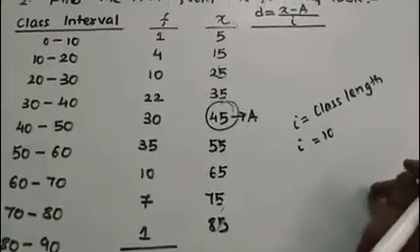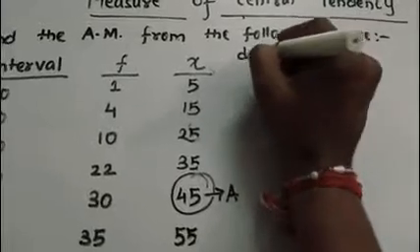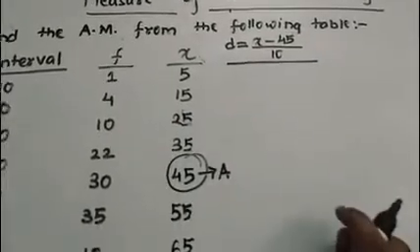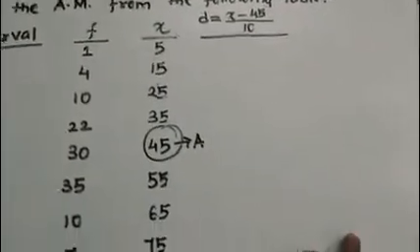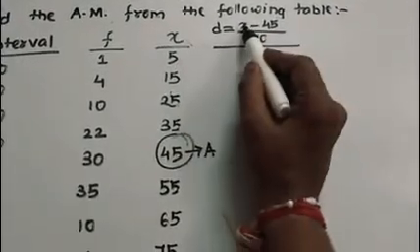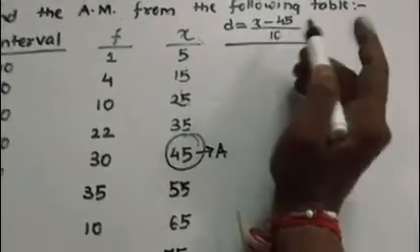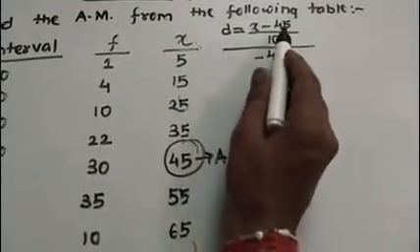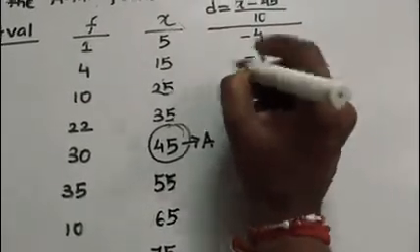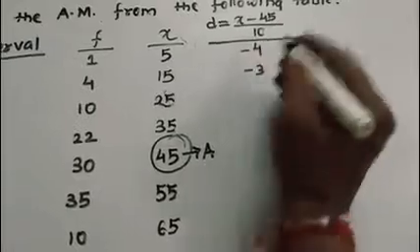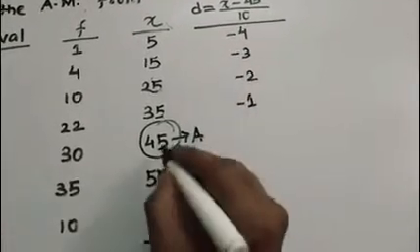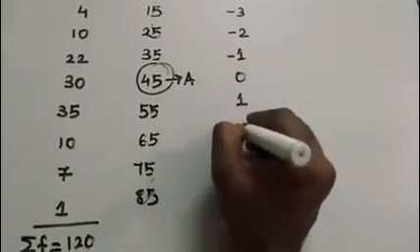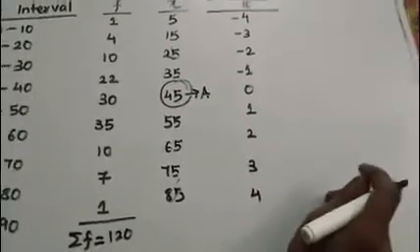So finally d equals x minus a, where a is 45 and i is 10. Now we will put it in the table and find the values of d. For the first one, x is 5. Putting 5 minus 45, minus 40, divided by 10 gives us minus 4. The next one is 15 minus 45, minus 30, divided by 10, minus 3. 25 minus 45, minus 20, divided by 10, minus 2. In a similar way, minus 1. 45 minus 45, 0. Then 55 minus 45, 1, 2, 3, 4. So we have found d.